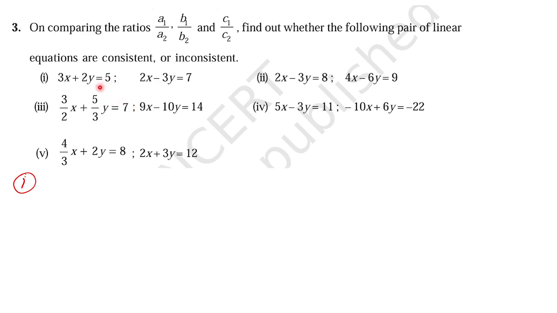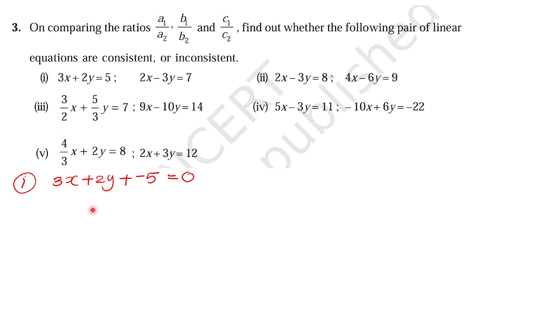So let me take this 5 to the left side. So the first equation is 3x plus 2y minus 5, or plus minus 5. Let me write in the standard form. This 5 is taken to the left side, becomes minus 5 or plus minus 5, equal to 0. First equation.